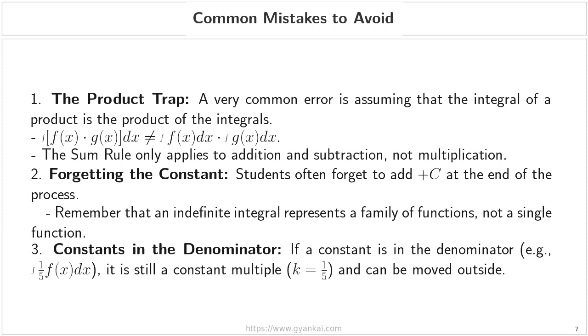And, as we learned with the constant multiple rule, you can move that constant outside the integral sign. So, you'd rewrite it as 1/5 times the integral of f of x with respect to x. It's a subtle point, but it can save you from unnecessary complications. Alright, so keep these 3 common pitfalls in mind as you practice. Now, let's move on to the final slide, where we'll recap the key takeaways from this entire section.